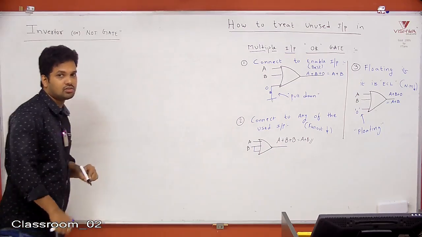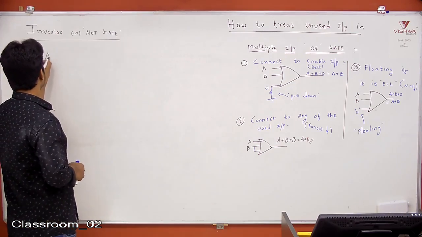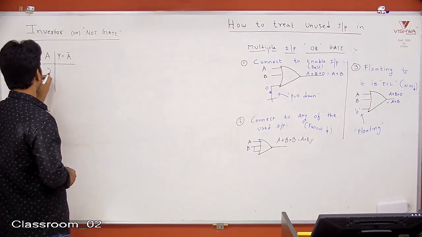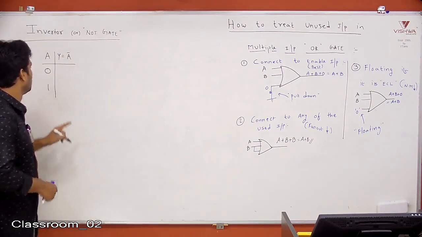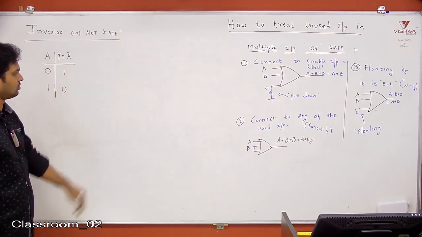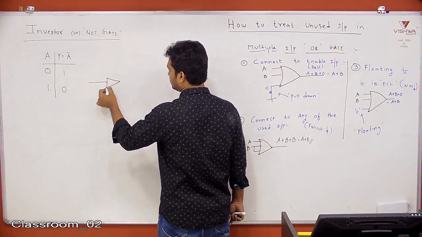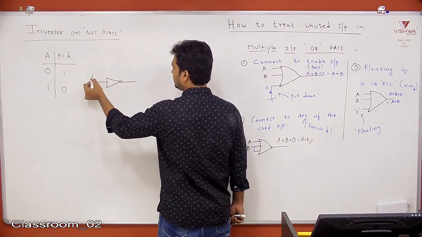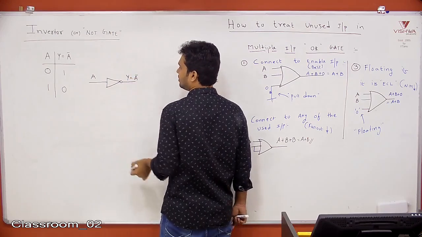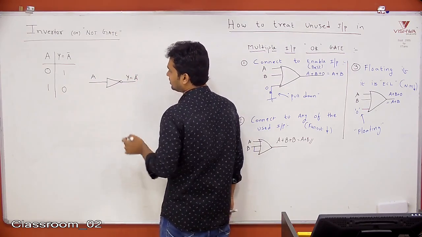Another name for inverter is NOT gate. See here, you know inversion means 0 becomes 1, 1 becomes 0, Y equal to A bar. 0 bar is 1, 1 bar is 0. So here if you take inverter with input A, what is Y? A bar. This is the symbol for the inverter.